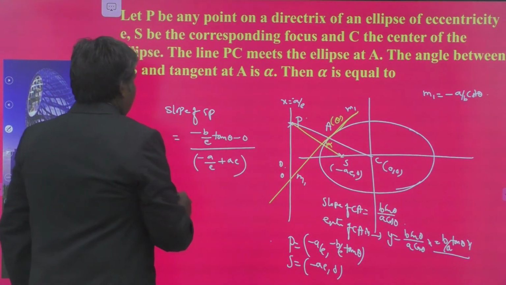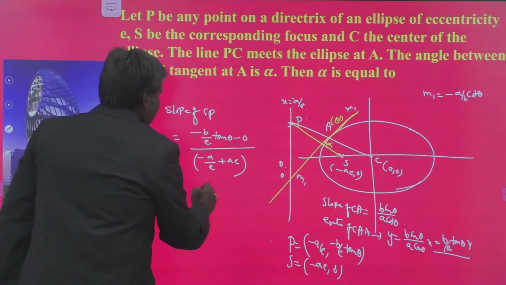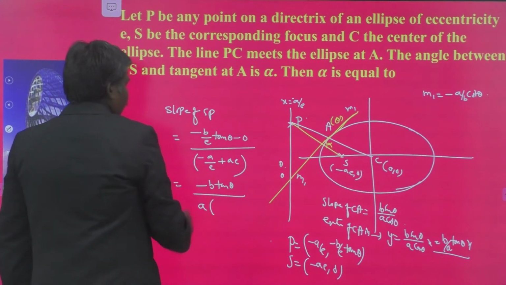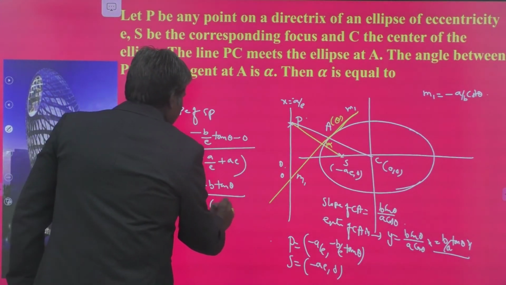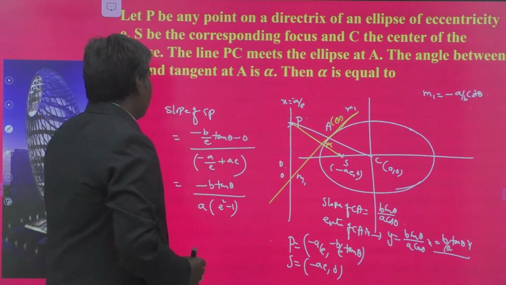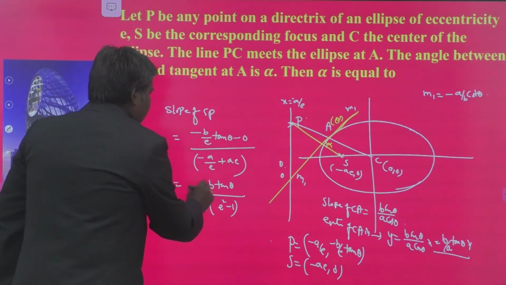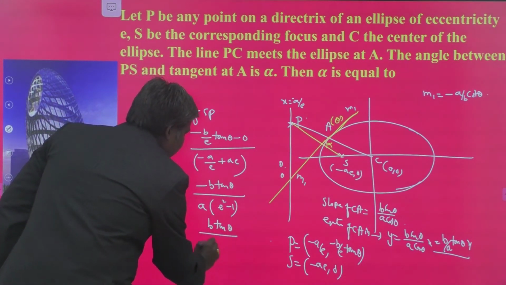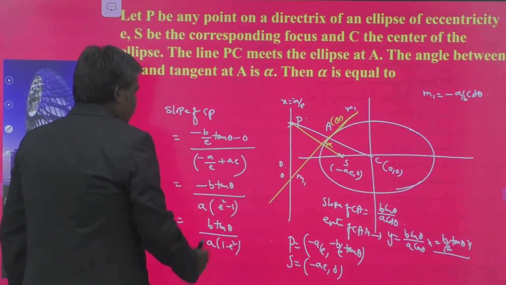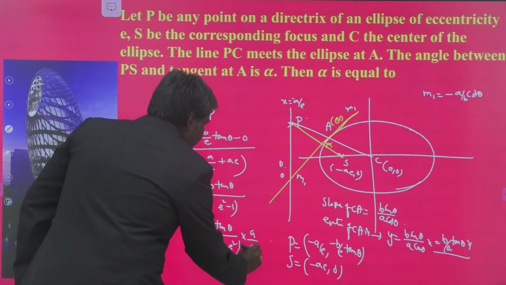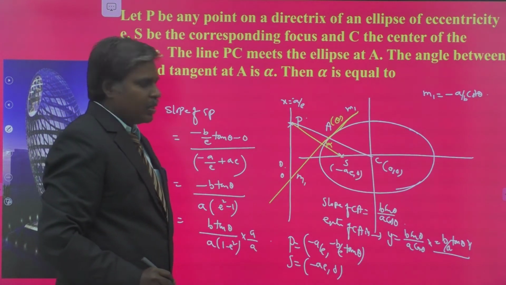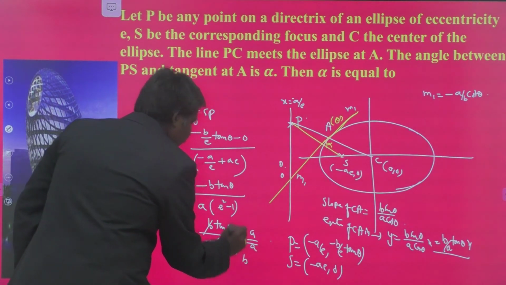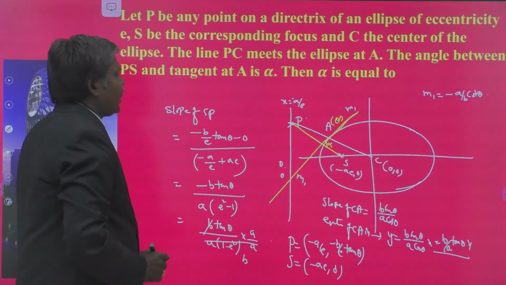Take the a common, and the LCM gets cancelled. Minus b tan theta by a into e square minus 1. Take that minus to here: b tan theta by a into 1 minus e square. Multiplying a and dividing with a square into 1 minus e square. A square into 1 minus e square is nothing but b square. You can cancel out that b by b times. We have a by b tan theta.